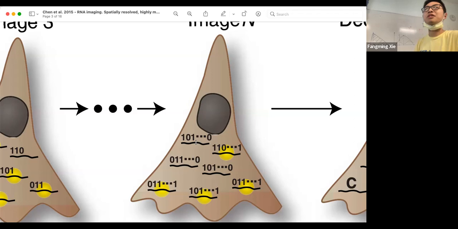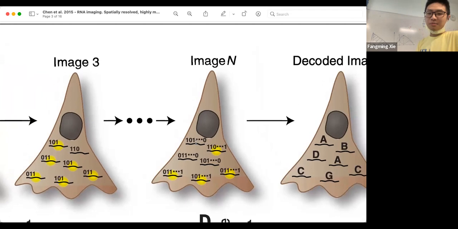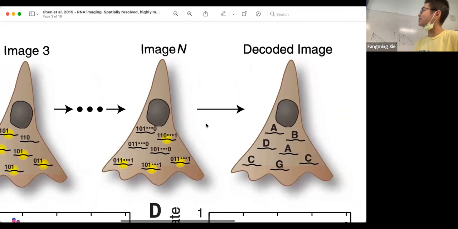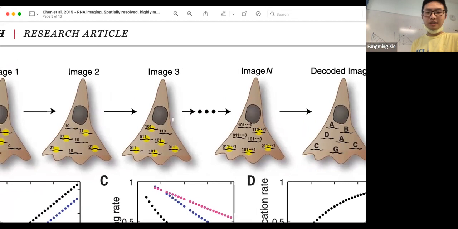And that's the hope of MERFISH, by multiplexing. If you're pooling information across different rounds of imaging, you're able to resolve things in a much more powerful way than just one at a time. So that's what they mean. In the end, by using those barcodes, they were able to discern A, B, C, D, E, F, G, different kinds of genes by those barcodes. So that was the hope. Questions? Yeah.